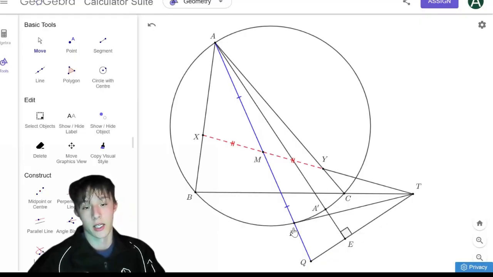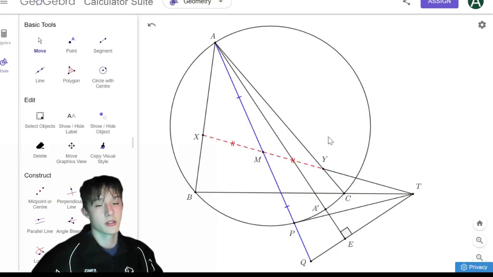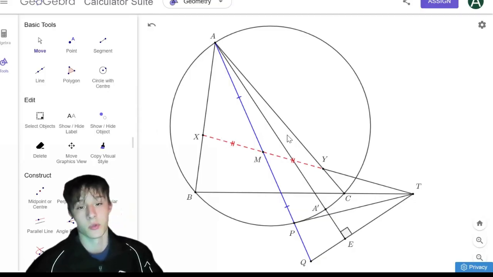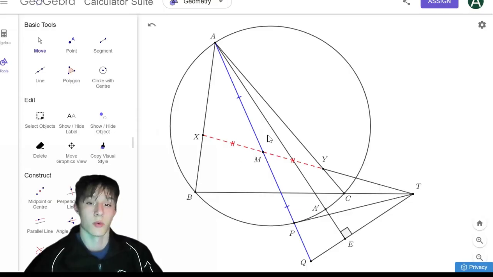And then we draw a line AP that intersects this line at Q, and M is the midpoint of this AQ segment, and TM intersects sides AB and AC at points X and Y, and we are asked to show that MX equals MY.